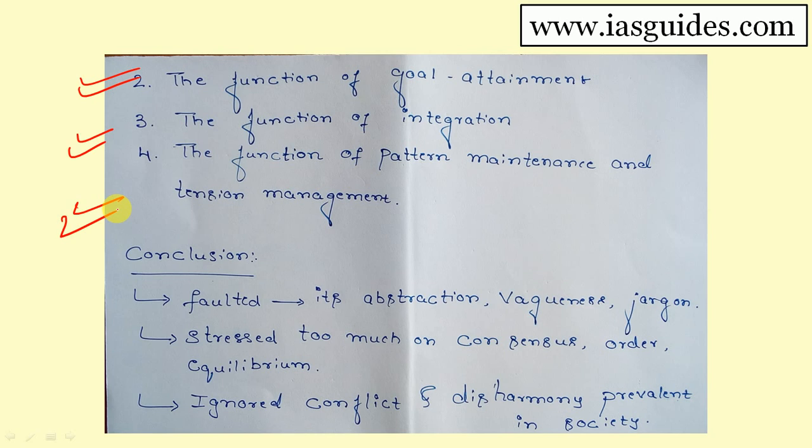Example, schools. In schools, they will actually teach us moral things. They will teach us what the do's and don'ts in society are. Schools, churches, family institutions, research activities, all these are examples of pattern maintenance and tension management.